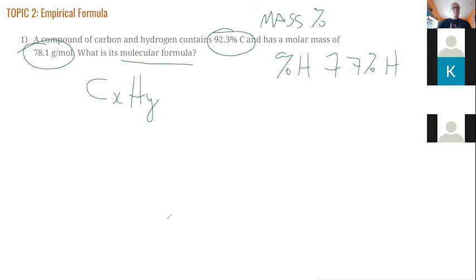Okay. So we're going to want the molar masses of carbon and hydrogen. So what's the molar mass of carbon? 72.0863. Of carbon? Because you would multiply 78.1 grams times 0.923, right? Are you sure?